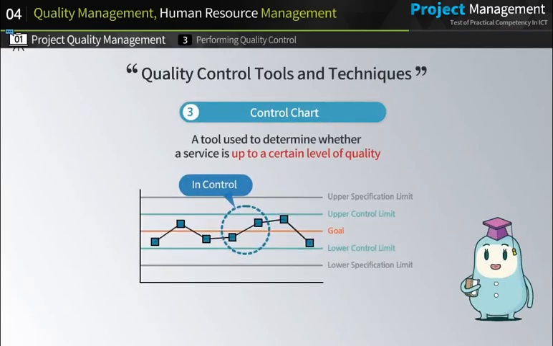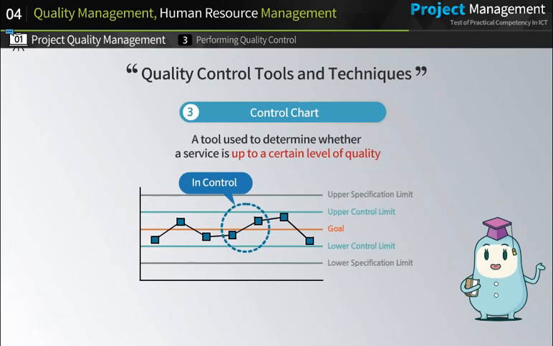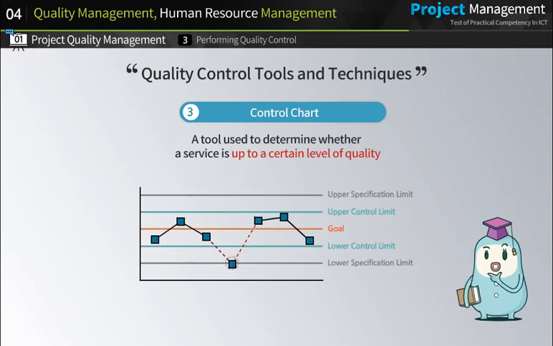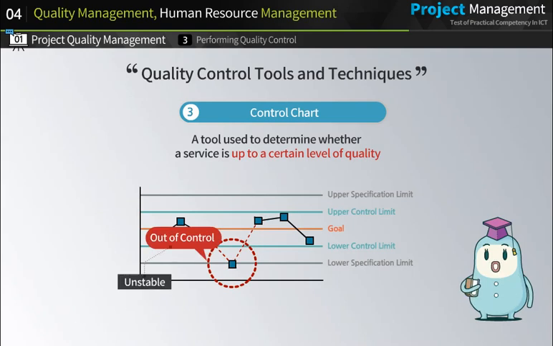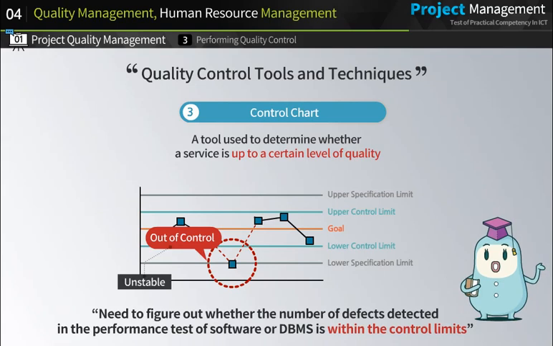Control chart is a tool used to determine whether a service is up to a certain level of quality. When the number of defects is out of the control limit, it is deemed as unstable. In other words, one needs to figure out whether the number of defects detected in the performance test of software or DBMS is within the control limits.